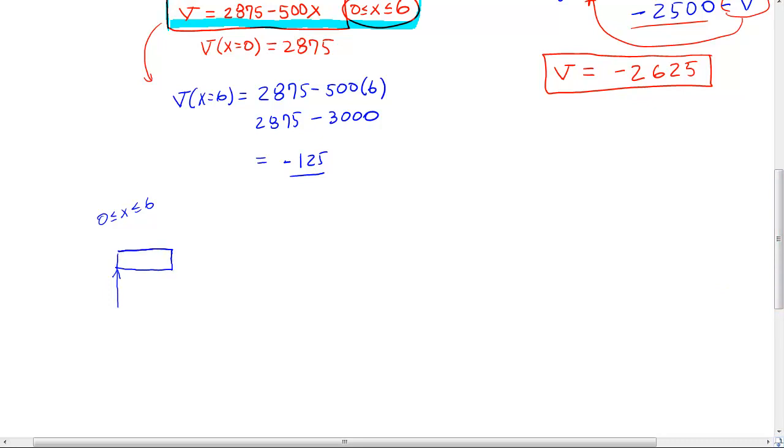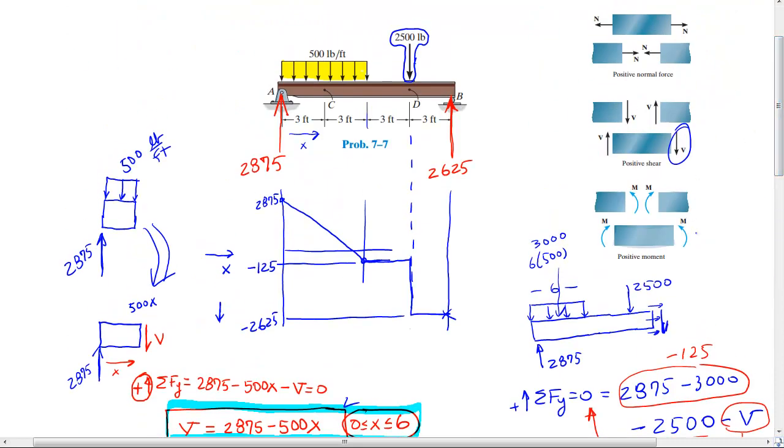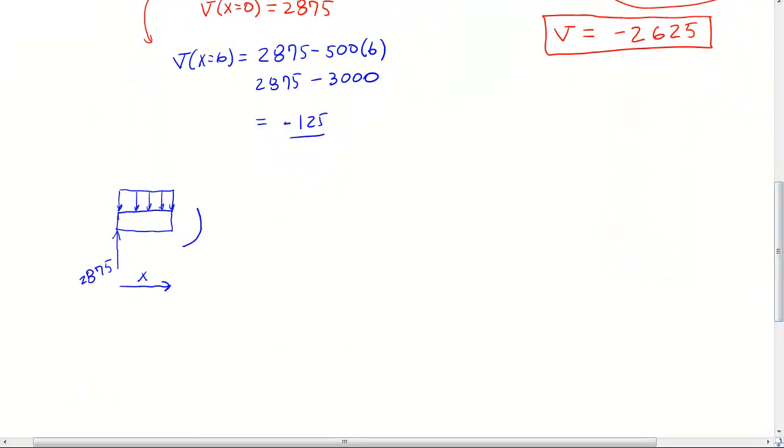So I'm just going to look at an example here, just like we did before. Here's X. There's our 2875. What does our positive moment look like on the right? It looks like that. So we're just worried about the moment. Now there is a shear there, but I'm not going to draw it because I'm only interested in the moment.